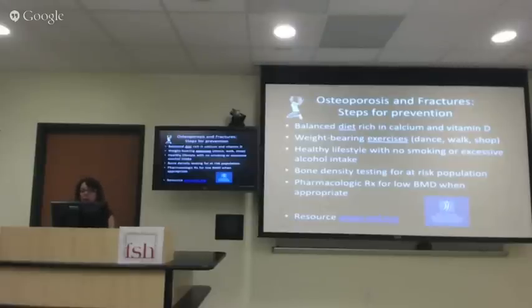Healthy lifestyle, no smoking or excessive alcohol intake. For those at risk, bone density testing should be done with DEXA. And if your bone mineral density is low, I would recommend pharmacologic treatment. It really does make a difference. A great resource for understanding more about prevention of osteoporosis and fractures is the National Osteoporosis Foundation. A lot of great information.